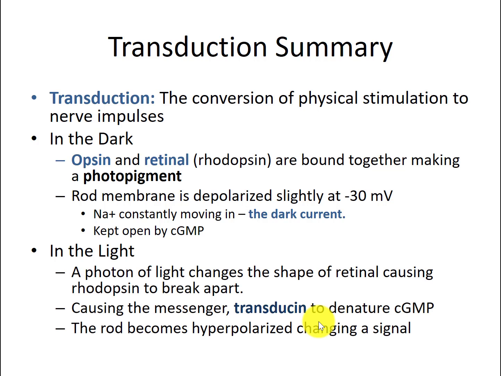In the light, a photon of light changes the shape of retinol, causing rhodopsin to break apart. This causes the messenger of transduction to temporarily denature cyclic GMP, and the sodium channel now closes because it's not being kept open by cyclic GMP. The rod becomes hyperpolarized, changing a signal. When we're in the dark again, cyclic GMP is allowing sodium to come in because it's opening up sodium channels. The dark current is back. In light, the dark current closes. That's how we get from a light signal to a nervous signal.